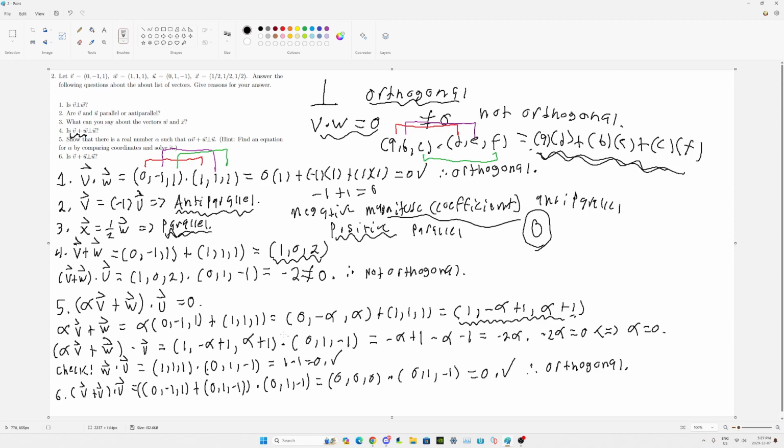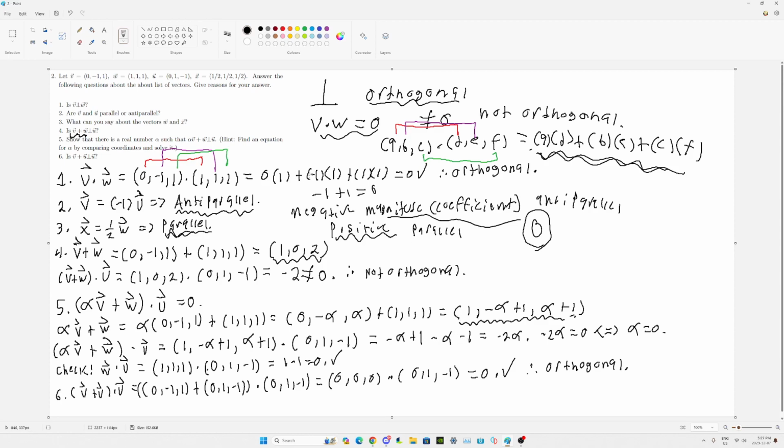1 times 0, that's 0. Negative alpha plus 1 times 1. Negative alpha plus 1 is just itself. And then alpha plus 1 times negative 1, that's just negative alpha minus 1. So the positive 1 and the negative 1 are going to cancel. We're going to get negative alpha, that's negative 2 alpha.